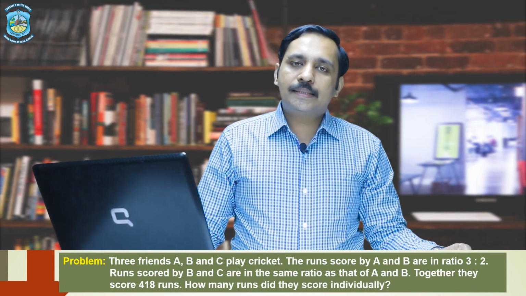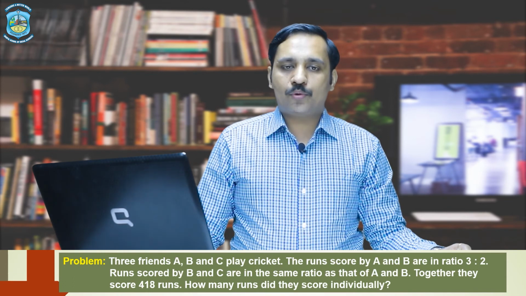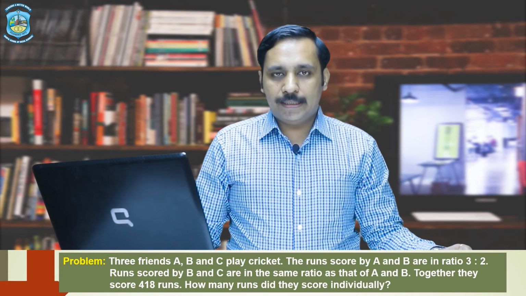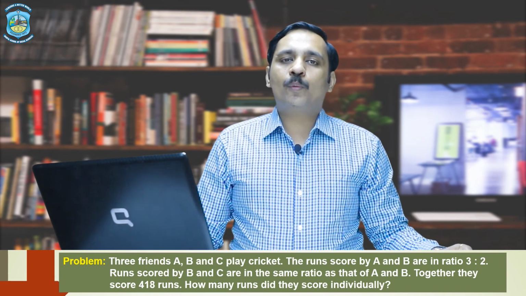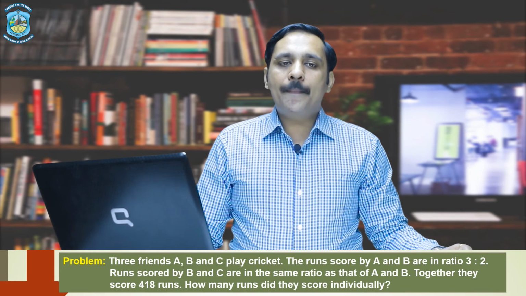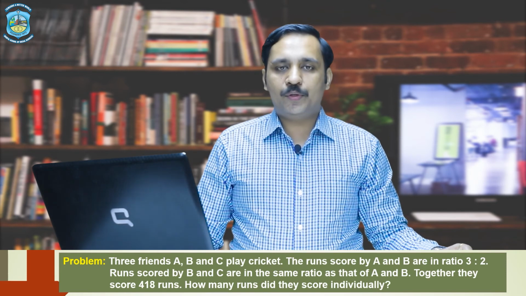Runs scored by B and C are also in the same ratio as that of A and B. Together they make a score of 418 runs. How many runs did each score individually?